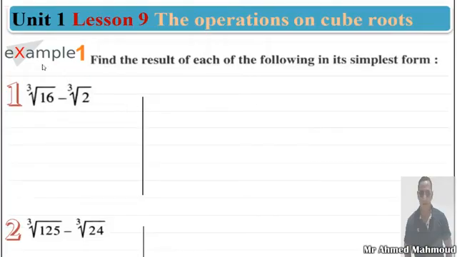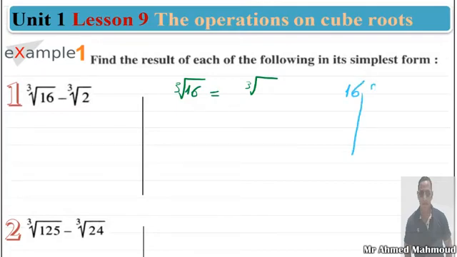Let's solve problems on this lesson. In this example, find the result of each of the following in its simplest form. Number 1, we have cubic root 16 minus cubic root 2. First we will start with cubic root 16. I will solve it in the draft. I will make a cubic root like this, and then I will factorize 16 here.